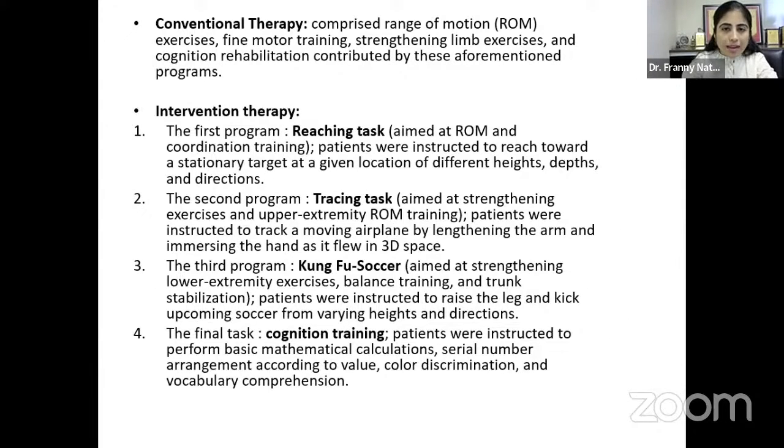The conventional therapy included activities such as range of motion exercises, fine motor training, strengthening, and cognition rehabilitation. In addition to that, the intervention group also performed virtual reality in 4 programs, where the first program had a reaching task for improving range of motion and coordination. The second program had tracing tasks, where they had to trace an airplane, which helps in strengthening and range of motion of the upper extremity. The third program was Kung Fu Soccer, which aimed at strengthening the lower extremity, balance training, and trunk stabilization. The final task was cognition rehabilitation. They had to perform various basic mathematical calculations, serial number arrangement according to values, or color discrimination.